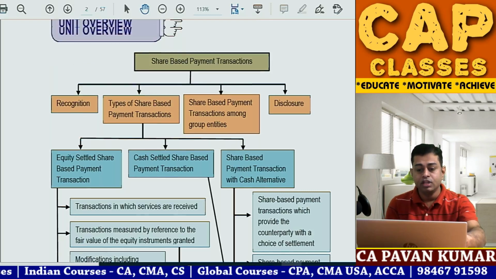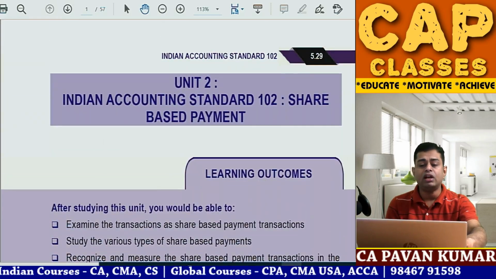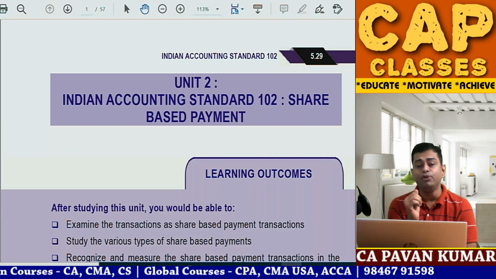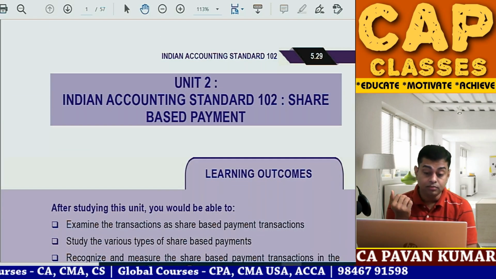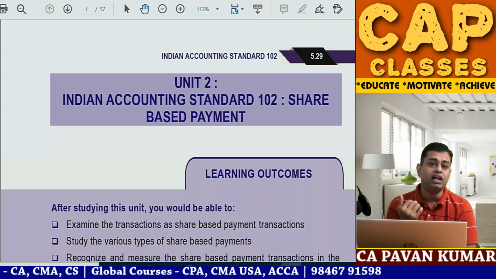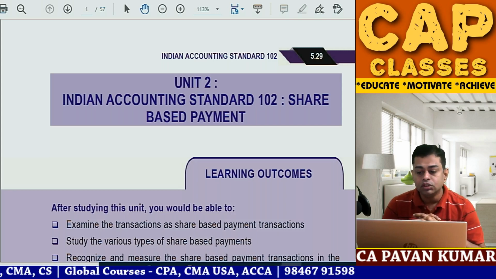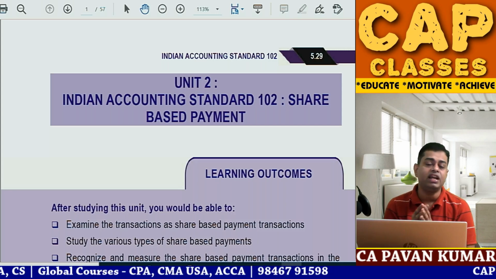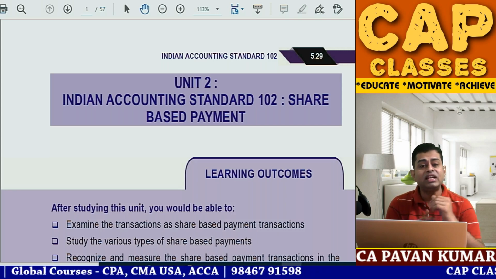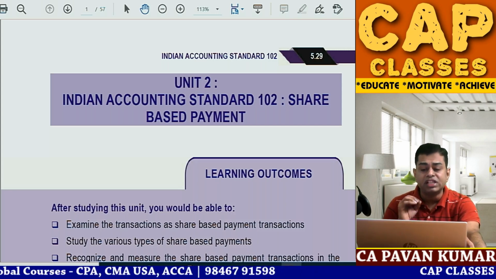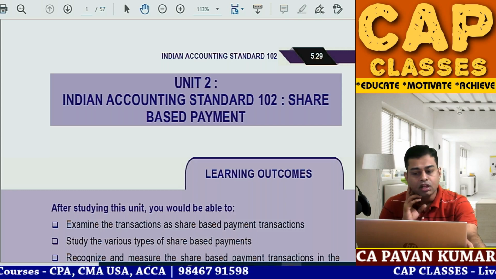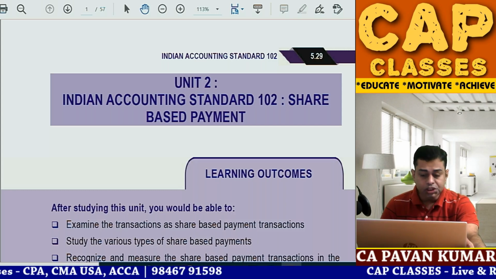Welcome back. So today we are going to start with another beautiful, logical and very important standard from exam point of view. Repeatedly questions are asked from this area, and the title of this standard is Ind AS 102 Share Based Payment. What is this? Ind AS 102 Share Based Payments.